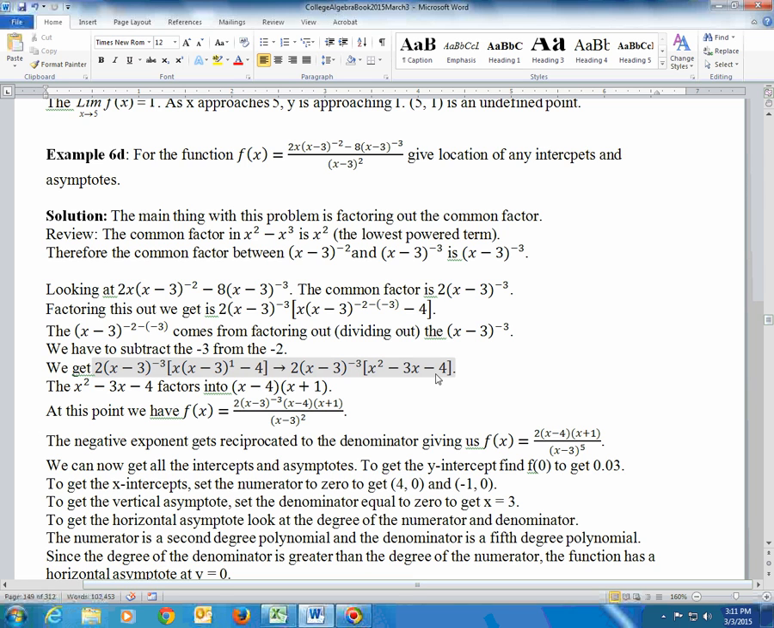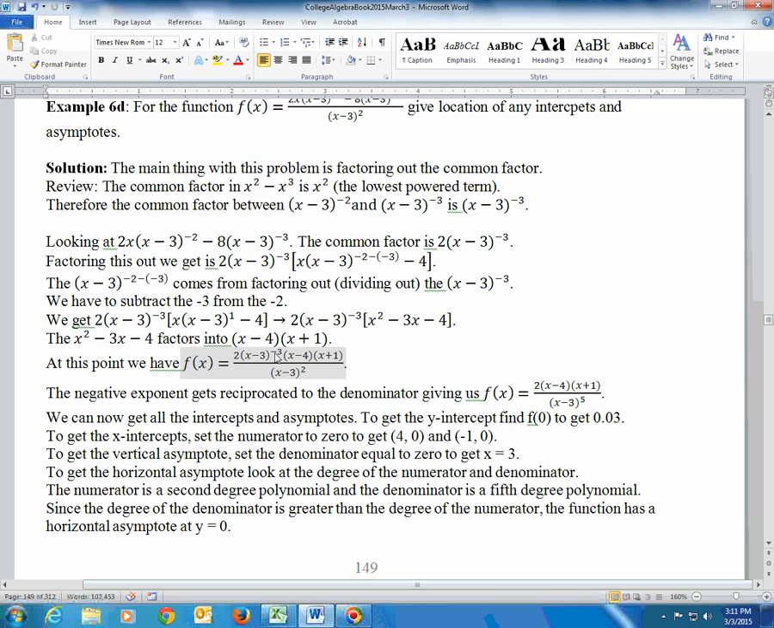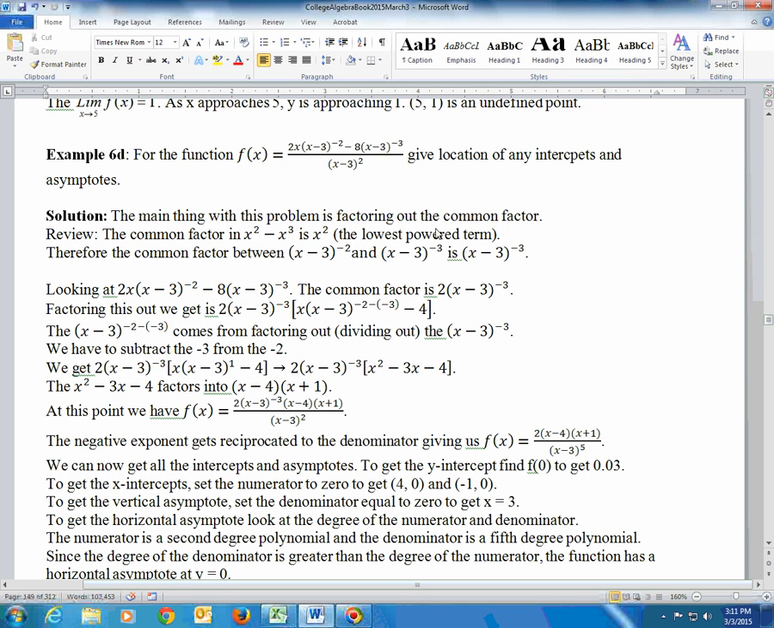Now, believe it or not, that bit there factors too. Now, what can you do? Well, this stuff right here gets flipped down to the bottom. A negative exponent means flip it. So x minus 3 squared is on the bottom, and x minus 3 cubed is also now on the bottom. From flipping that down, that makes it x minus 3 to the fifth on the bottom. So that's the hardest part on this, factoring out the common factor when you're dealing with negative exponents.